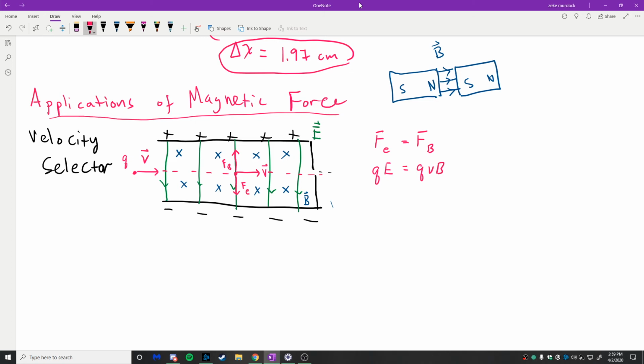And now if we cancel out what we can cancel, then we find that the particles that will exactly make it through our system are going to have a velocity equal to this, v = E/B. These particles will travel and make it through in a straight line. They'll make it through this little slit that we created here, right? And any particle that doesn't have exactly this velocity is either going to hit up here or it's going to hit down here.